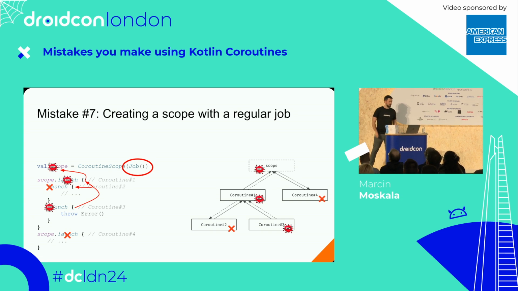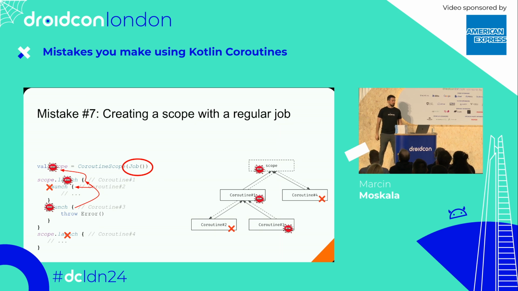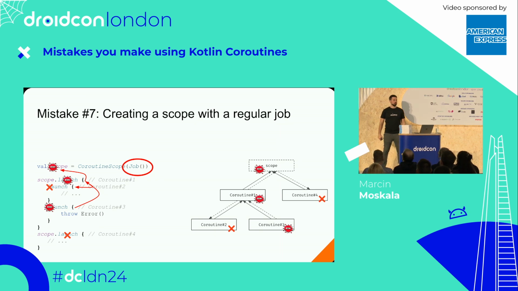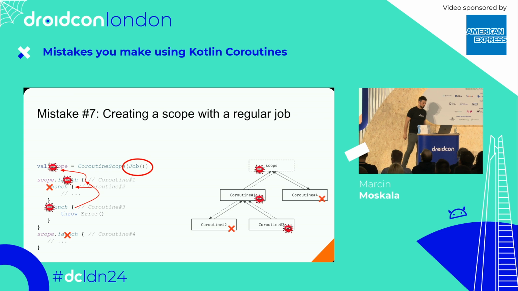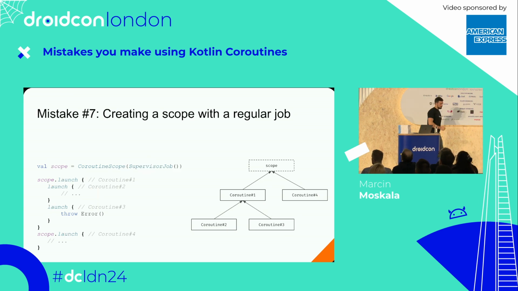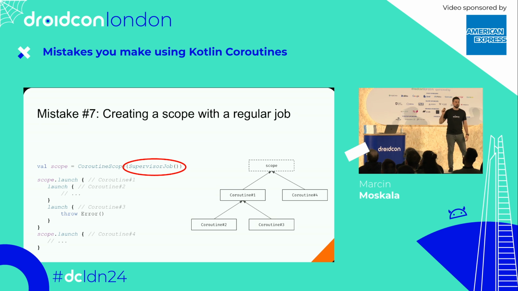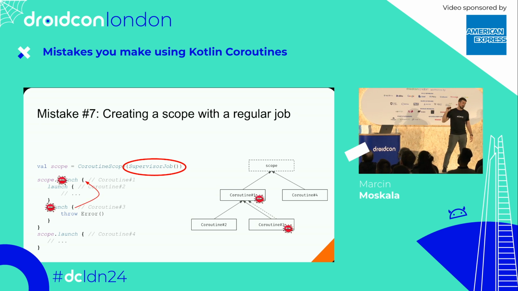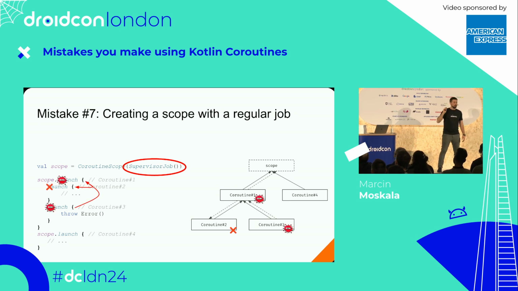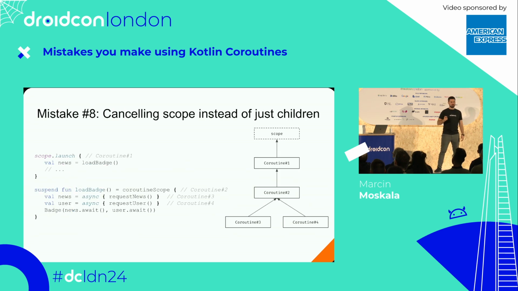So job is nearly never the right option for a coroutine scope. When you configure a coroutine scope, you typically should rather use a supervisor job. Supervisor job ignores its children's problems, so an exception in coroutine free breaks the parent, cancels children, but the scope ignores it and keeps running.